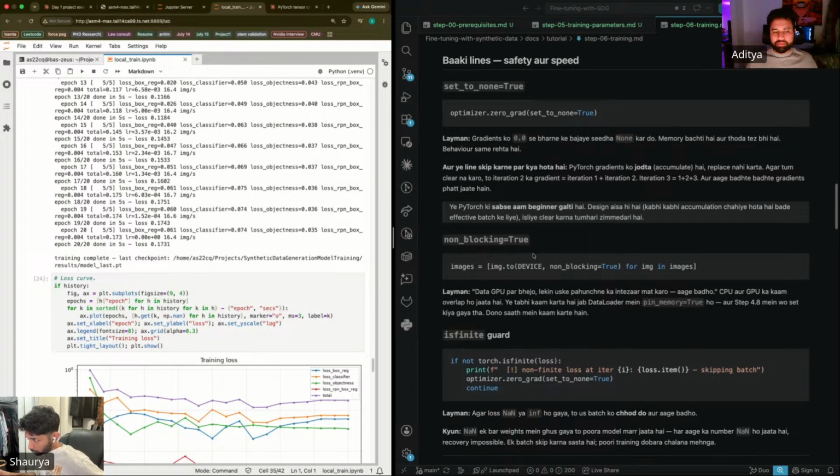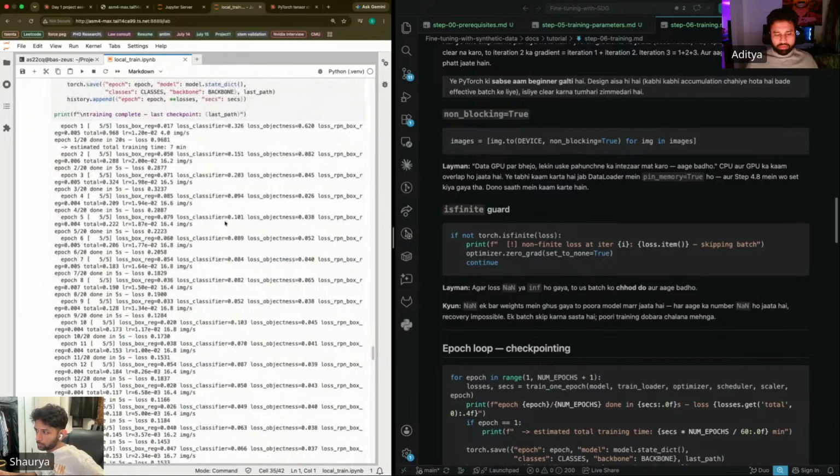Okay, so why is clearing the gradient so important?